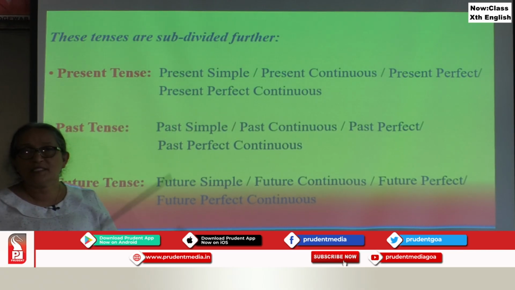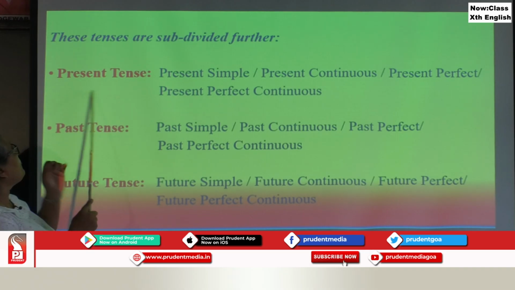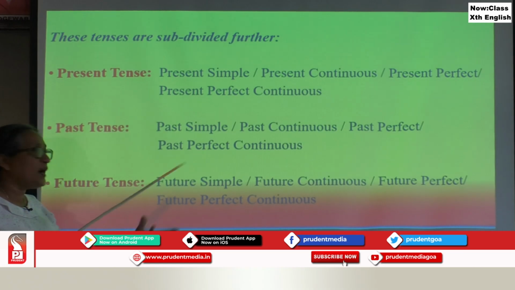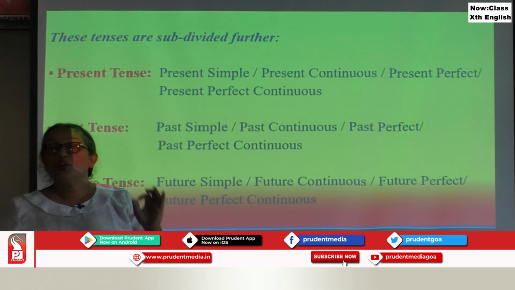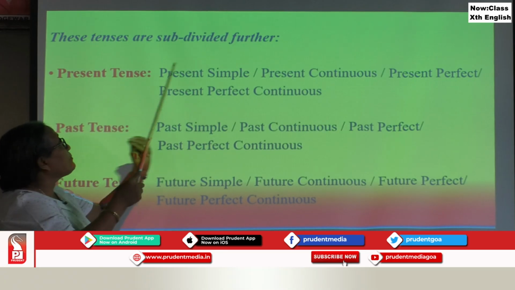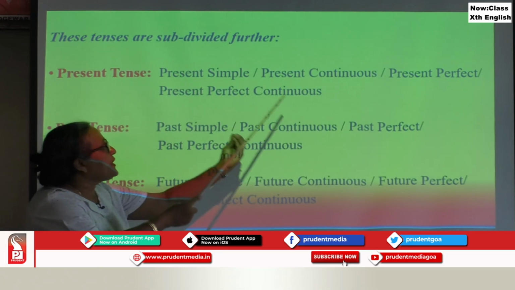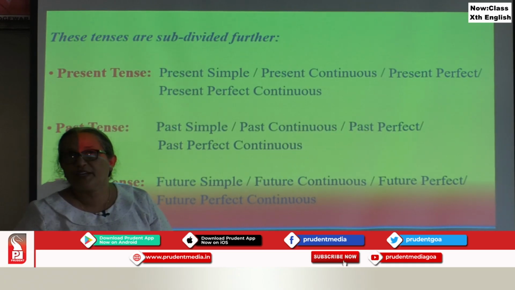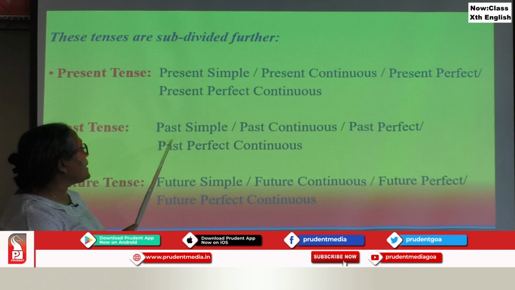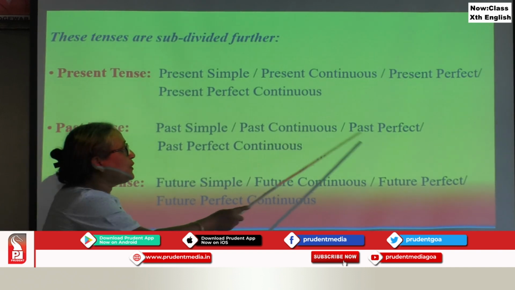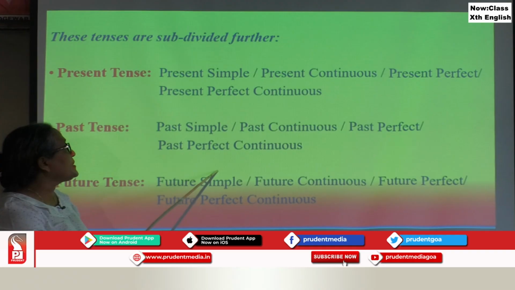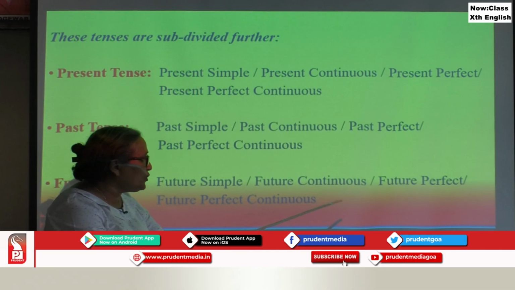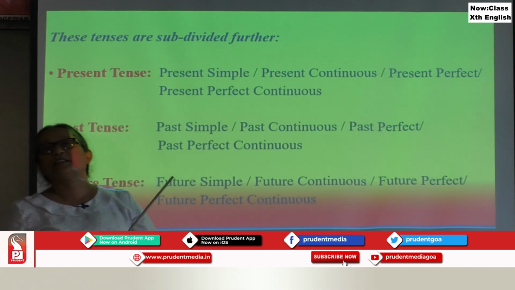So we should never say, this sentence is in the present tense, this sentence is in the past tense, this verb is in the future tense. No, you've got to specify, is it present simple, present continuous, present perfect, or present perfect continuous? Similarly, past simple, past continuous, past perfect, or past perfect continuous? Is it future simple, future continuous, future perfect, or future perfect continuous?